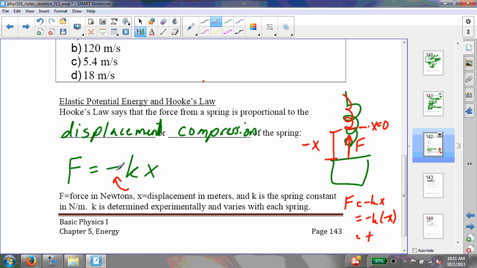Now, k is the spring constant. It's measured in newtons per meter. It's determined experimentally. If you're in the lab, we'll actually determine the spring constant of a spring: you simply measure the force and the length, and you measure the slope of this line, and that gives you the spring constant k. Purely an experimental value.